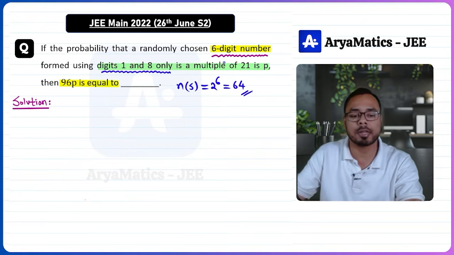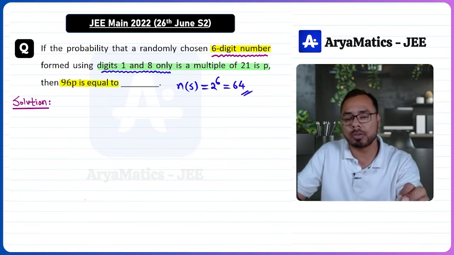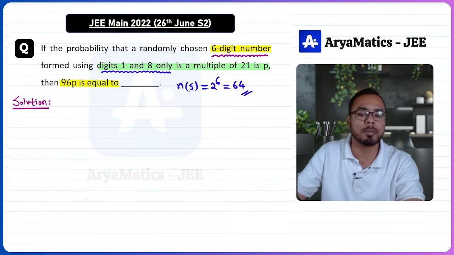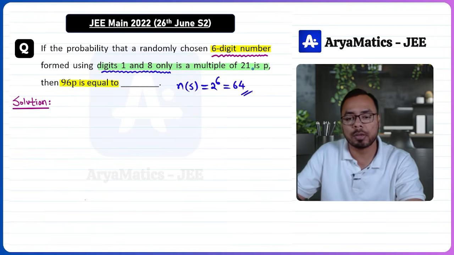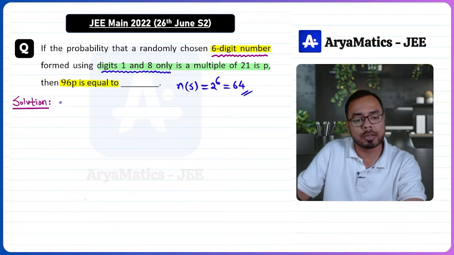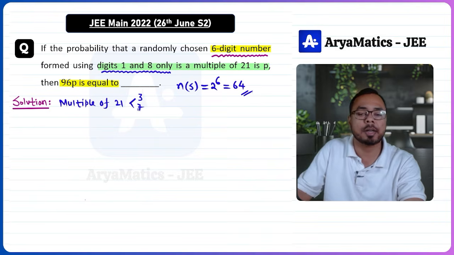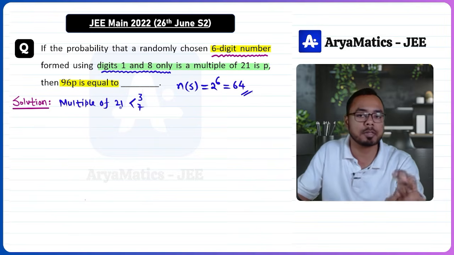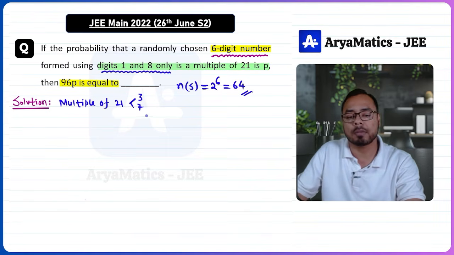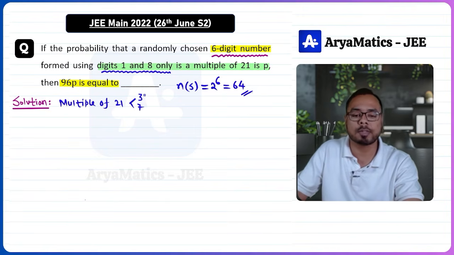Total 64 6-digit numbers. Now the question is that out of these 64 numbers, how many of them are multiples of 21? Now remember 21 is 3 into 7. So if a number is a multiple of 21, then it has to be a multiple of 3 as well as a multiple of 7. Also, we know that a number is a multiple of 3 if the sum of digits is a multiple of 3, and so that we will use as a starting point. First, we'll find how many numbers are multiples of 3, and then we'll check whether those numbers are multiples of 7 or not.